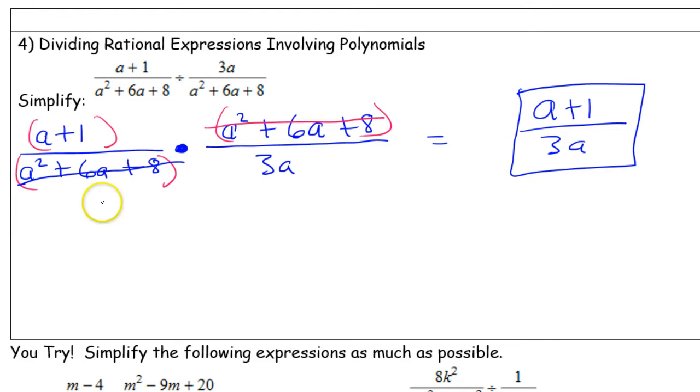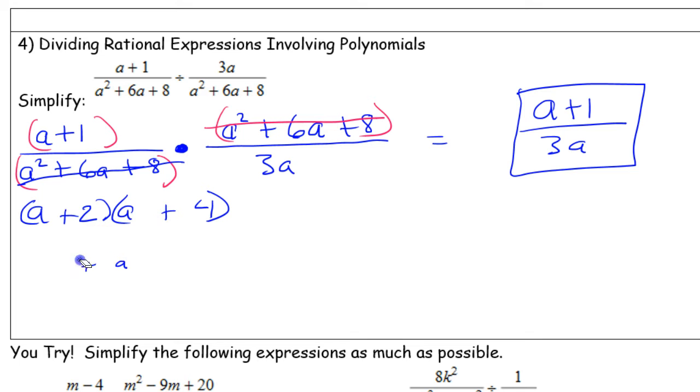Now, looking back, I am going to need to factor this to figure out what all my restrictions are. So imagine that I factored this. So a squared would be a times a. 8 would be 2 times 4. Inner, that's 2a. Outer, that's 4a. I'm trying to get a middle of 6, so I need them both to be positive. So that would be like this.